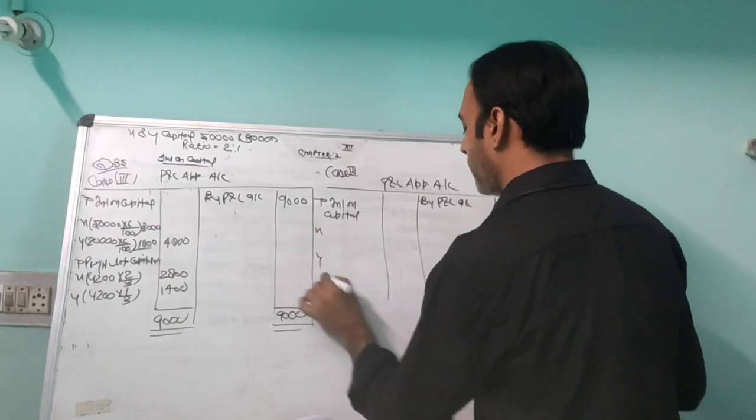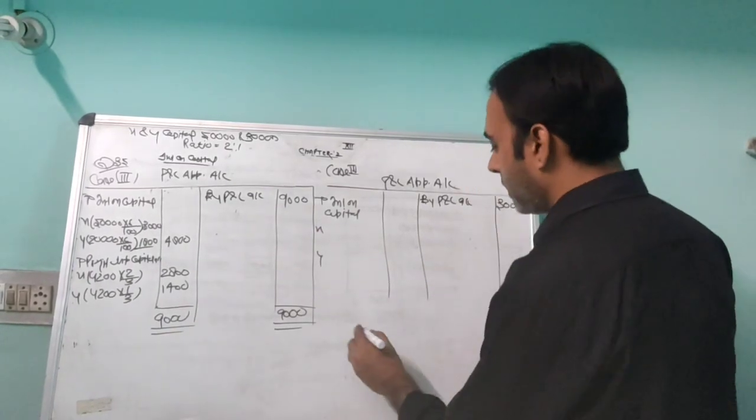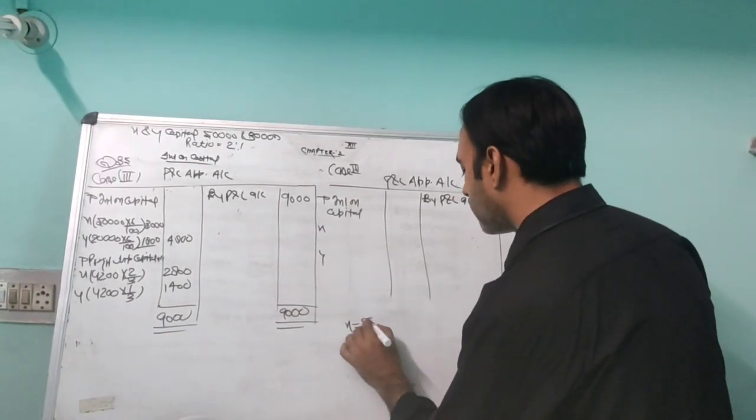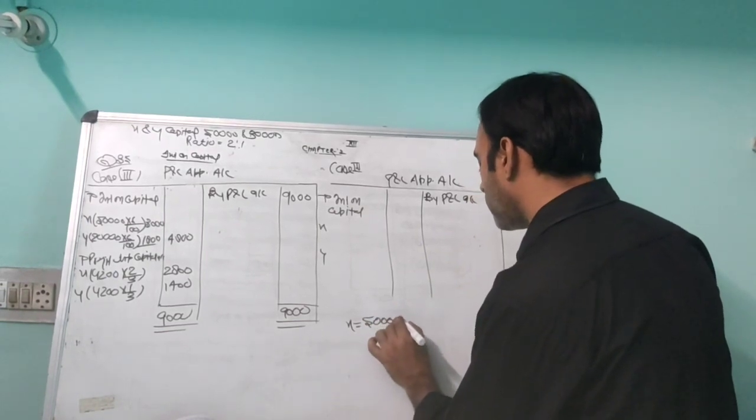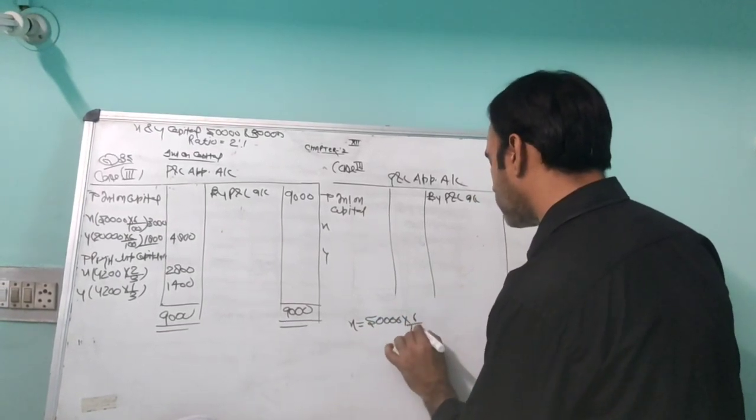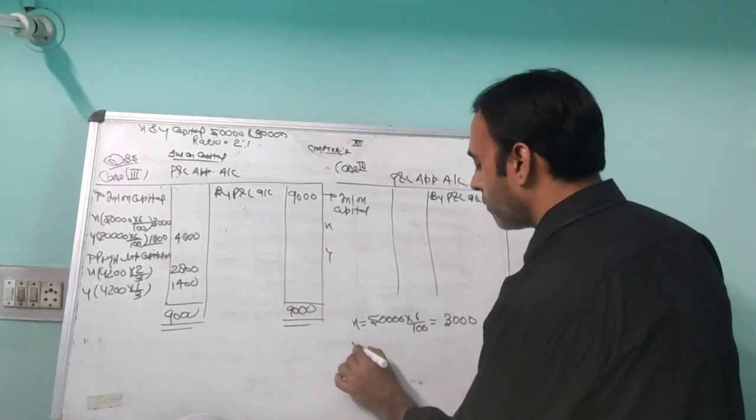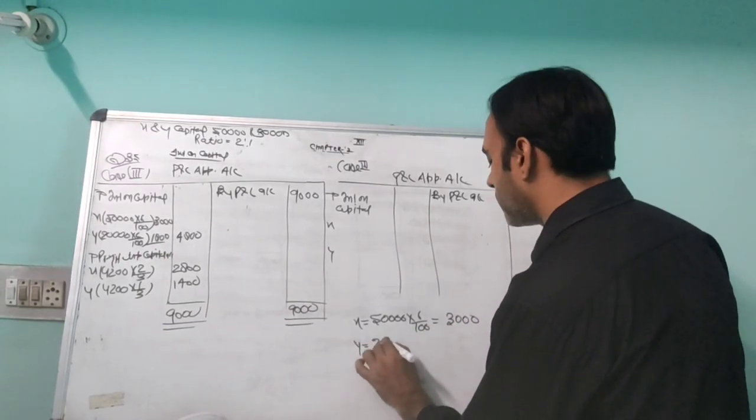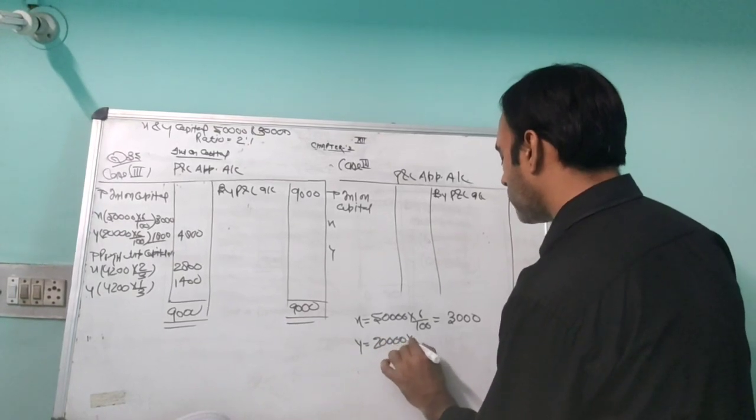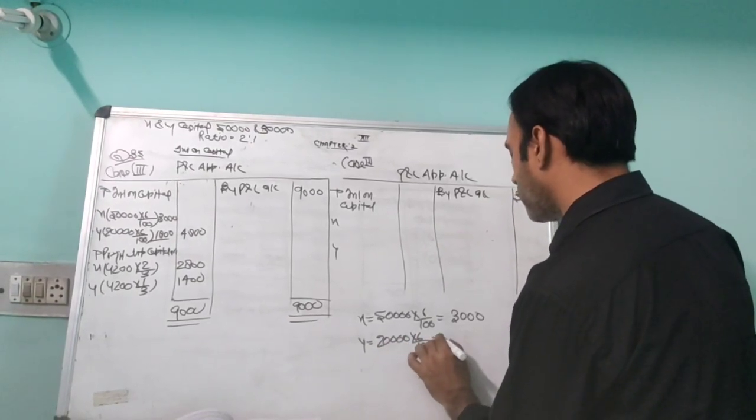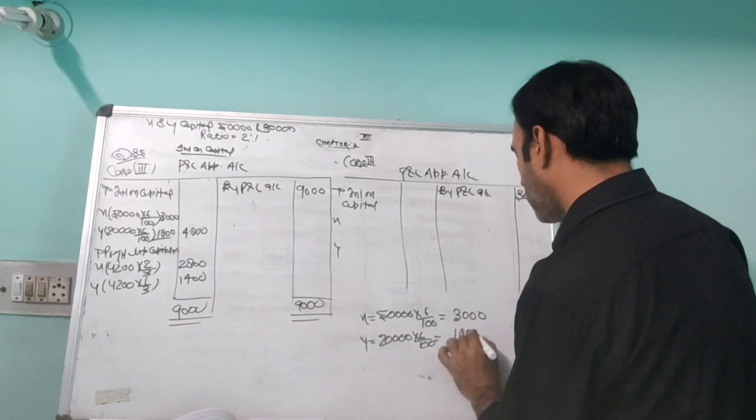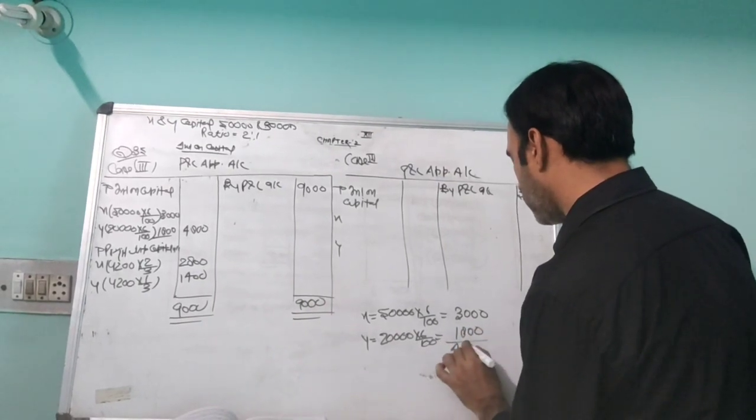X and Y. See here, we calculate interest on capital. For X, the capital stands for 50,000 rupees. Interest on capital is given as 6%. For X, it comes to 3,000 rupees. And for Y, the capital stands for 20,000. The interest on capital is 6%, given in the question. It comes to 1,800 rupees. Total value comes to 4,800 rupees.